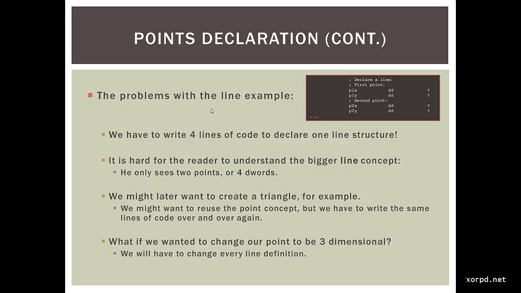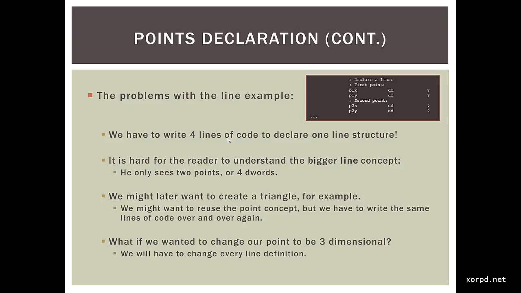There is a bigger concept here. I know that we just have 4 dwords, but the bigger concept here is that we are talking about a line. It's a geometric creature, and if the reader of the code looks at this kind of code, it just sees 2 points, or maybe it just sees 4 dwords. And this is a bit sad, because you can't understand big things if the only thing you can see is 4 dwords. There is not much meaning to it.